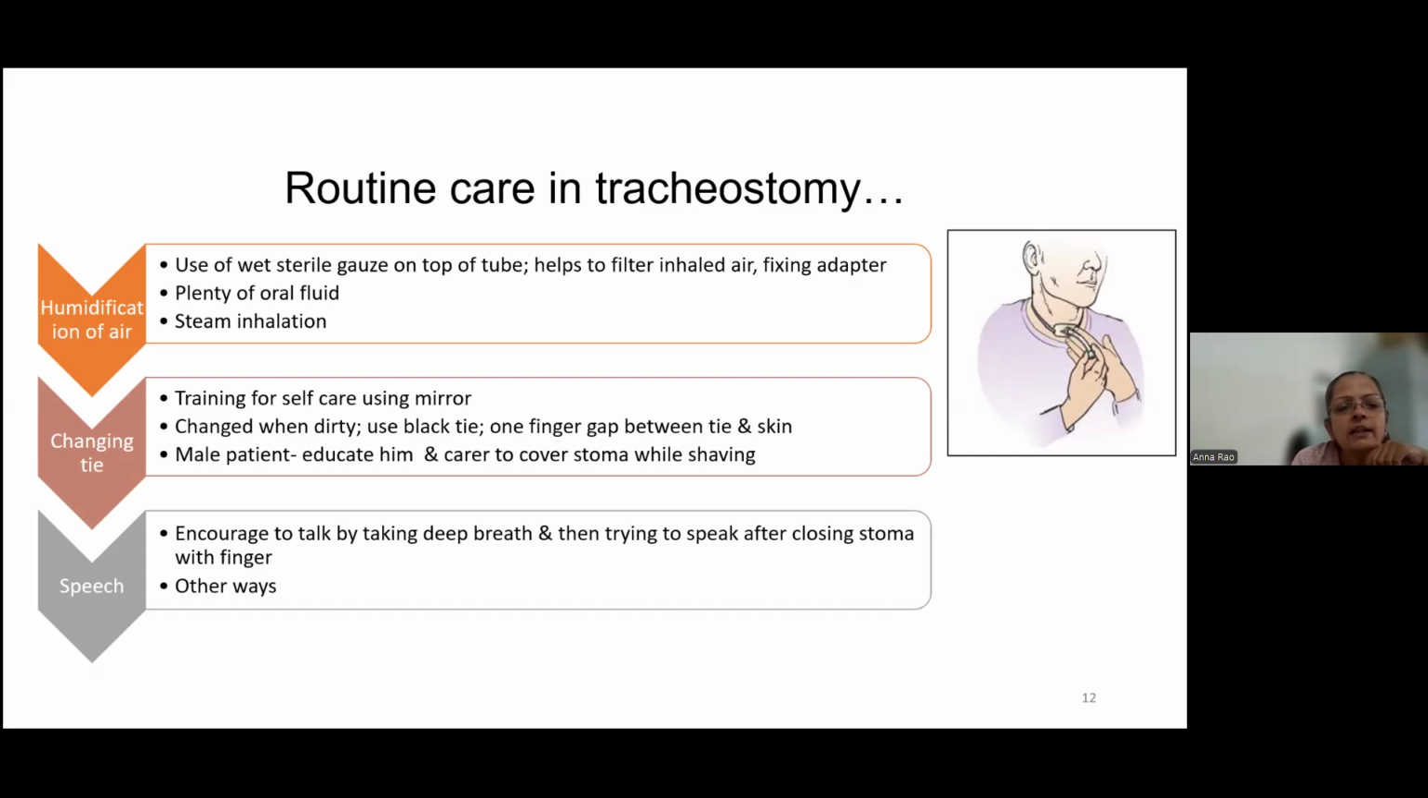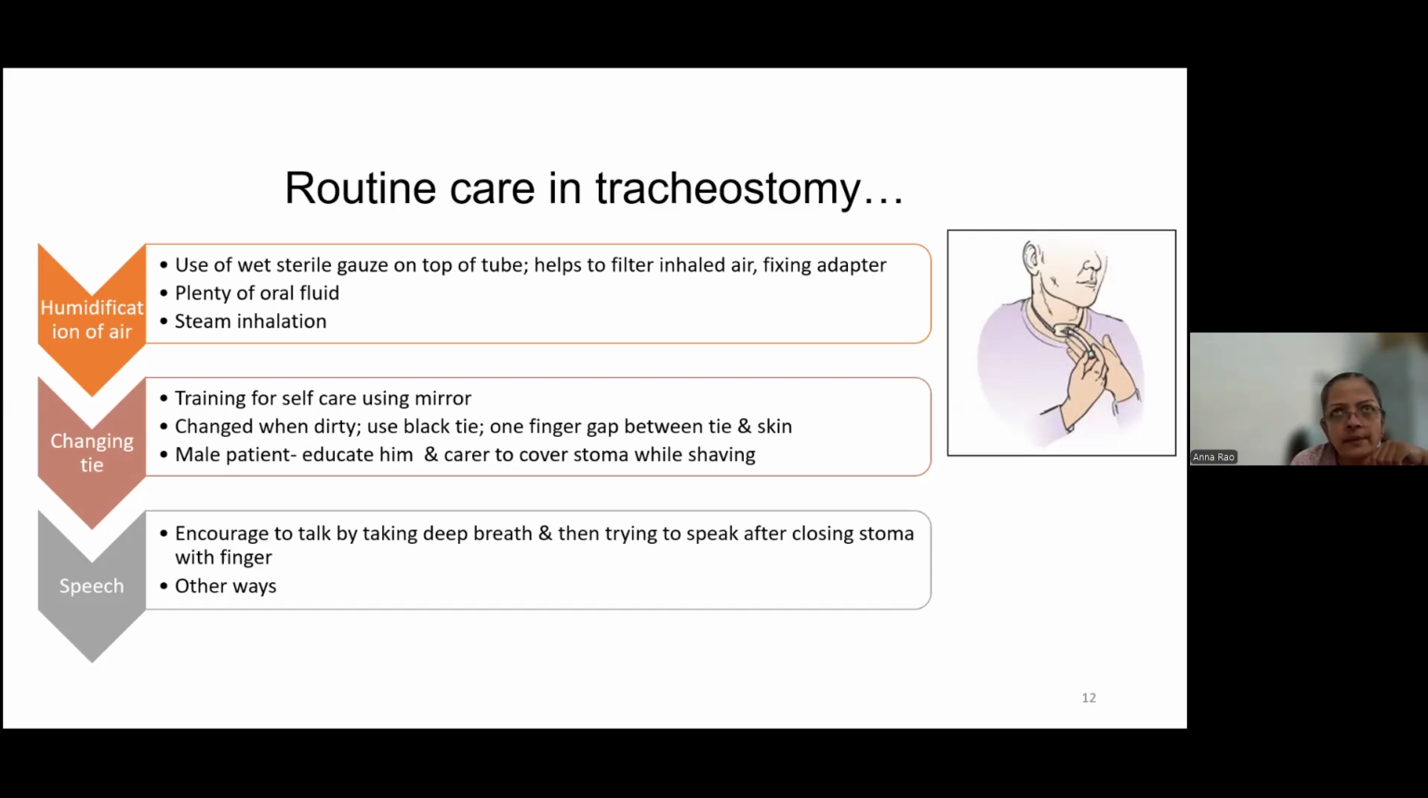Okay. Changing the tie. Again, the patient can use a mirror, and then he can change the tie. So he can use a dark color tie if possible, made out of string cloth, so that he can do it. When it is dirty, it should of course be changed. And as I told you, one finger gap should be there between the plate and the skin.